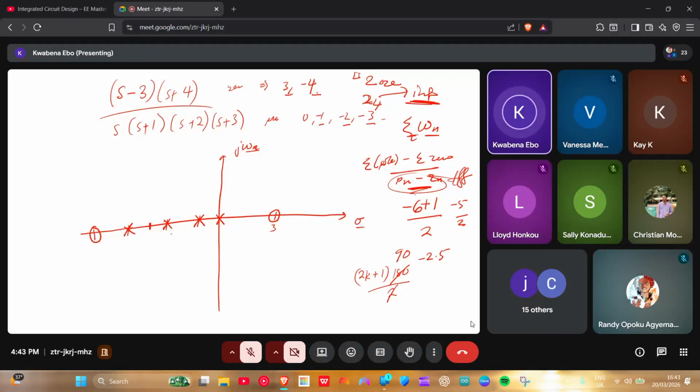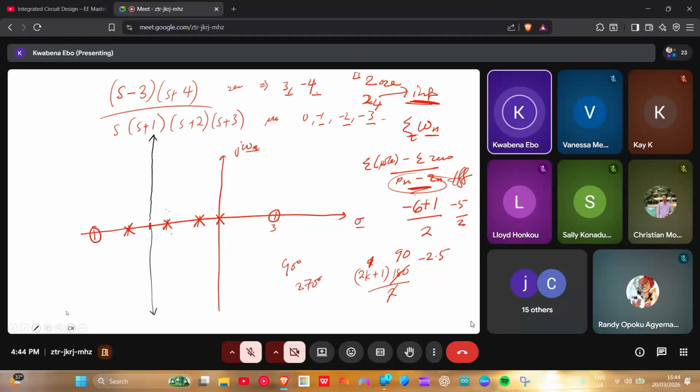So this will have two branches. At k equals 0, we start counting from 0, the first line will be at 90 degrees. Then the next one at k equals 1 will be 270 degrees. That's it. So at this centroid, we have this 90 degrees. Remember, we are taking the angle from here. And then this 270 degrees.